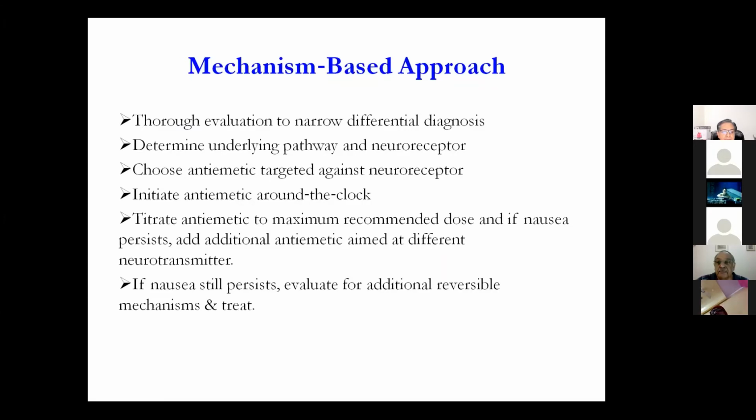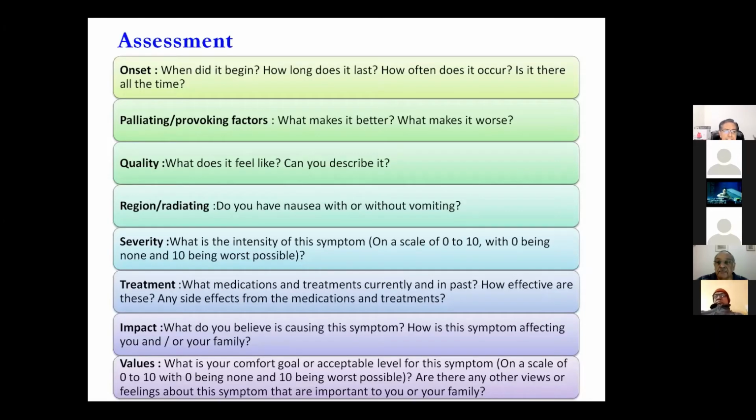When the patient is having nausea or vomiting, the antiemetic should be given round the clock until it is controlled by appropriate titration of the drugs. Once it is controlled, it could be tapered off if the underlying etiology is a reversible one and has been managed. If the nausea persists even with the maximum recommended dose of the antiemetic, we need to look for additional reversible mechanisms and treat them. So this is the basic overall view of management of patients who come with nausea and vomiting in a palliative care setting.